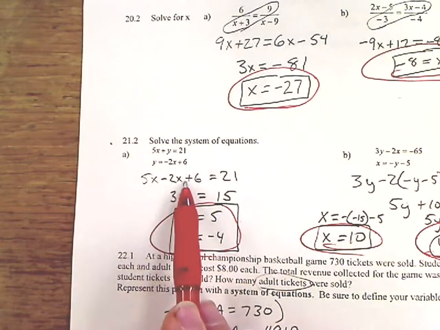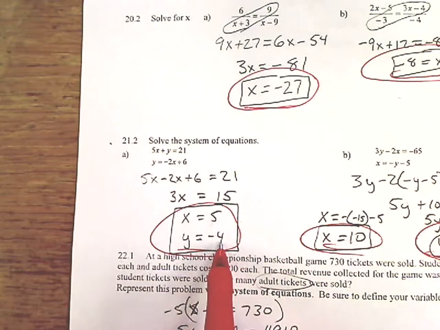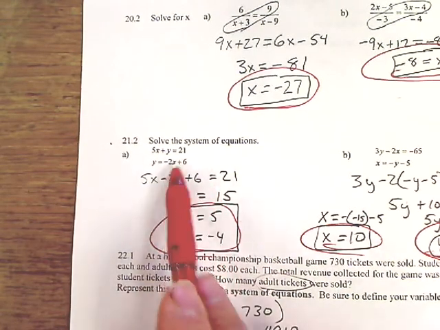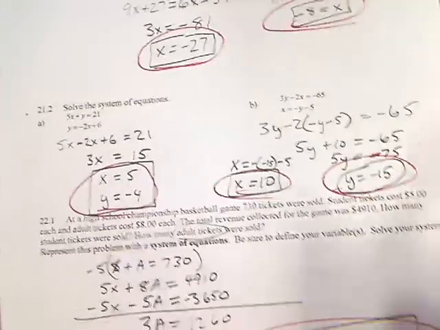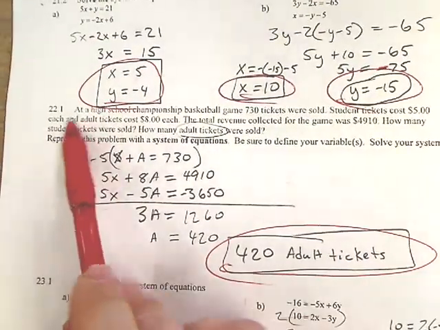Substitute in for the y. Combine like terms. Subtract 6 from both sides. Divide. Don't forget to plug it back in. 5 back in to get your negative 4. I'm very pleased with this one. Man, you guys did a good job on that.